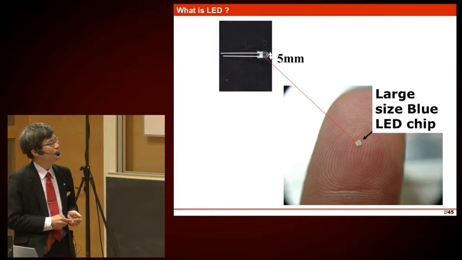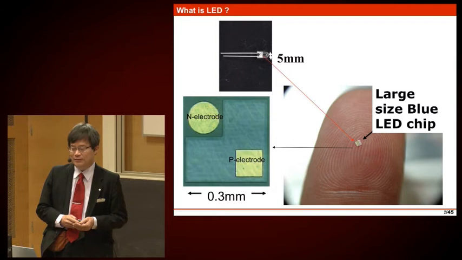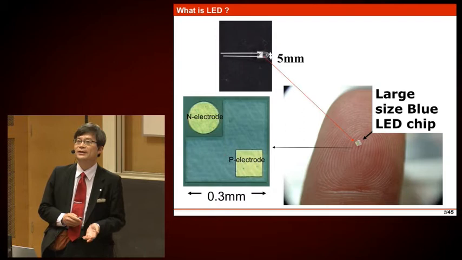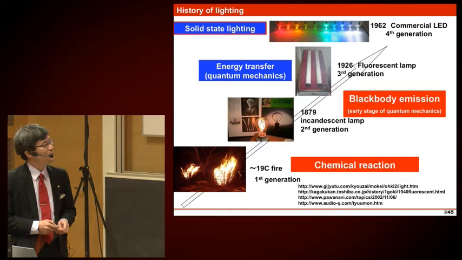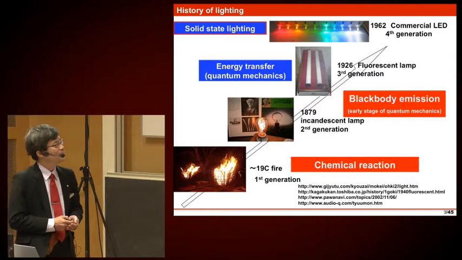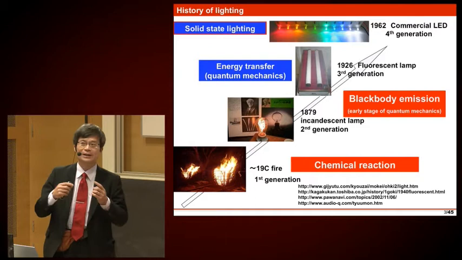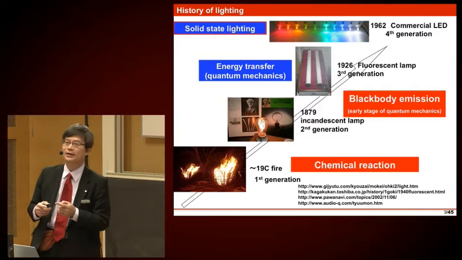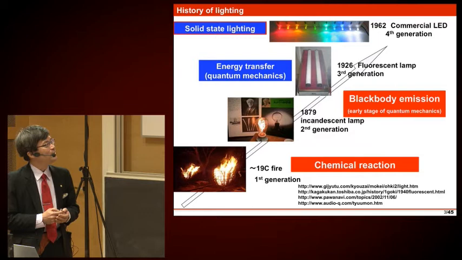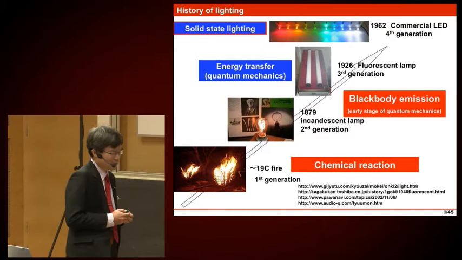So let me explain first the history of artificial lighting. Before the 19th century, fire was the only method for artificial lighting. In principle, the fire, we use the chemical reaction, oxidation of carbon hydride. So in 1897, the new artificial lighting has been invented. That's the incandescent lamp.